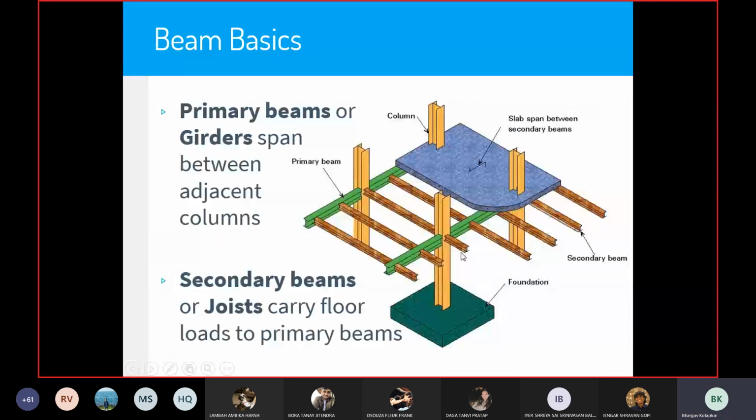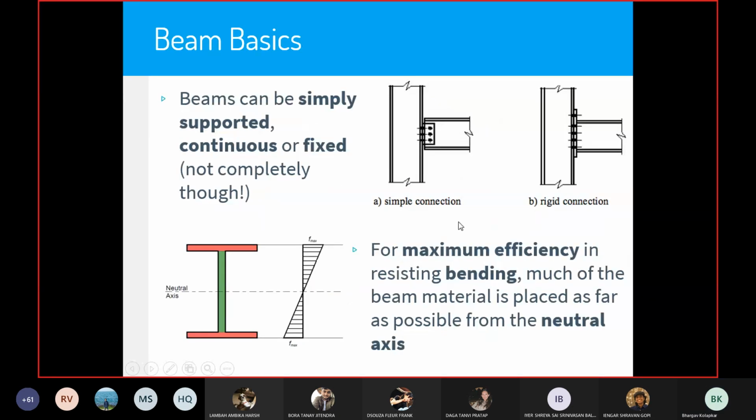In a typical structure with typical framing, the beams that span between adjacent columns are called primary beams or girders, and the beams that span between the primary beams and carry the floor loads to the primary beams are called secondary beams or joists. Then we could have different support conditions for a beam.